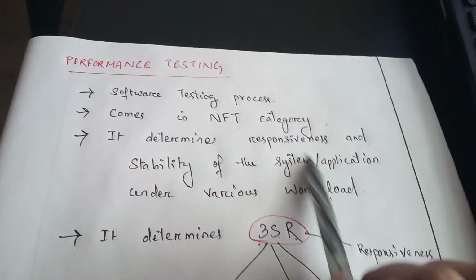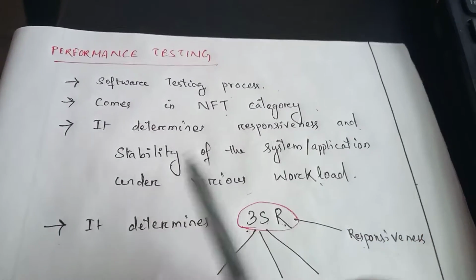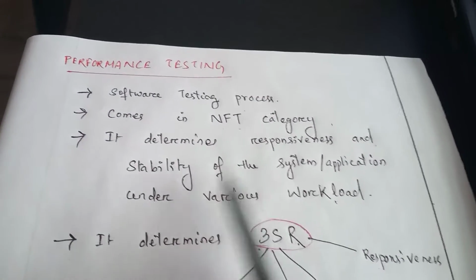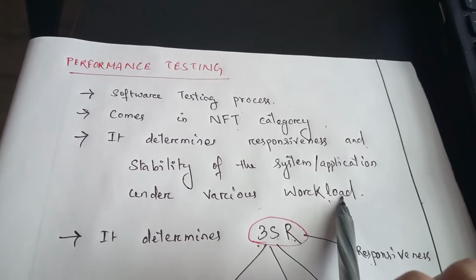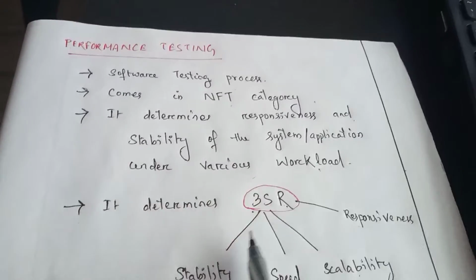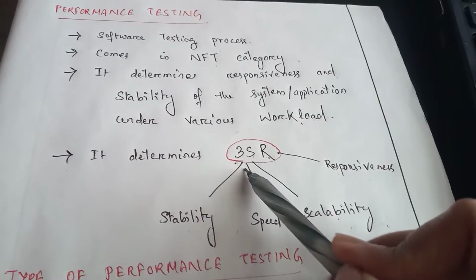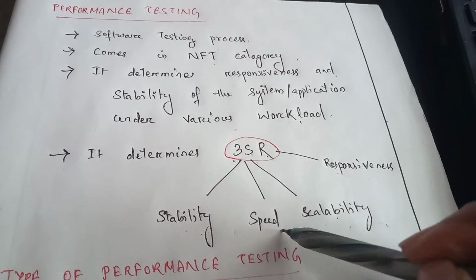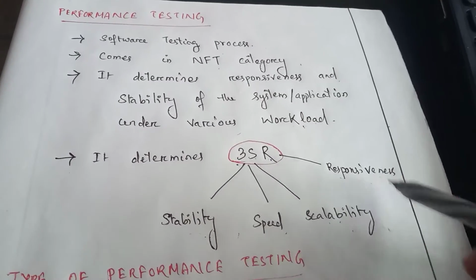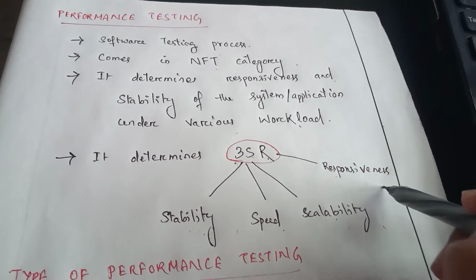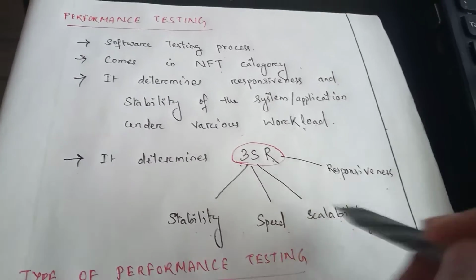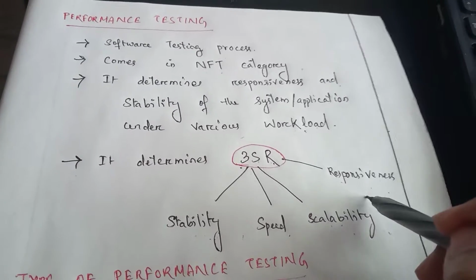What does it determine? It determines the responsiveness and the stability of the system under various workloads, meaning user load. In short, we can remember 3SR. So it determines stability, speed, scalability, and responsiveness of the system or application. Many more parameters are also there.